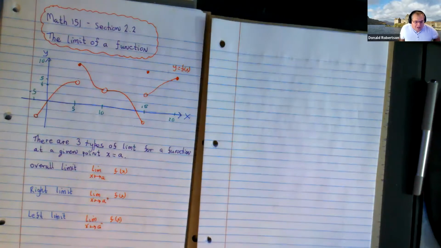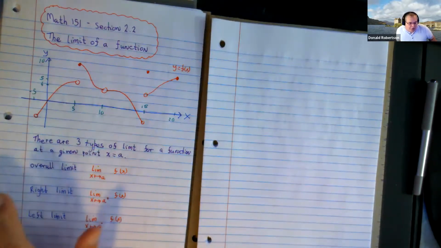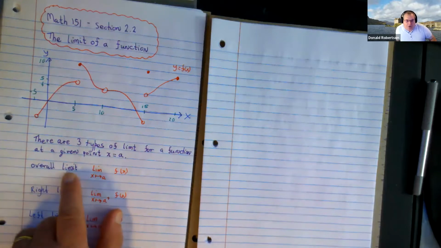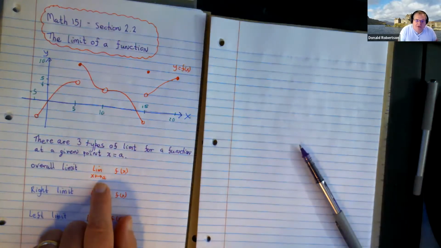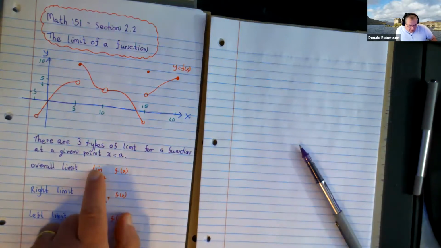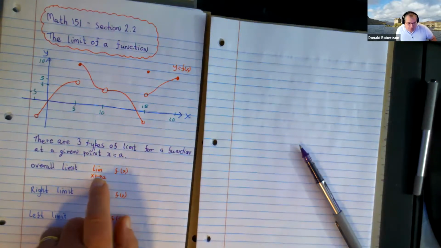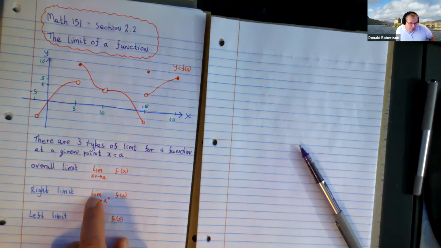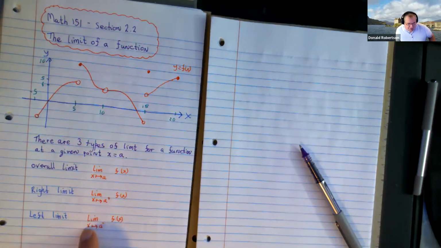Here is a function, and it's definitely broken apart. It would be some messy piecewise function, but we're using it to show you that there are in fact three types of things called a limit. One is called the overall limit, and it's written like this. So you might say, what is the overall limit as x tends to 3 of this function? Then we have a thing called a right limit, and you would say it out loud as, what's the limit as x tends to 3 plus of this? And then we have a left limit, which is, what is the limit as x tends to 3 minus of this function f of x?